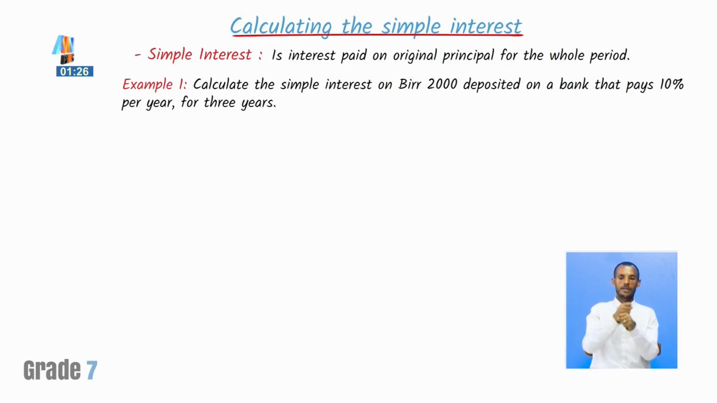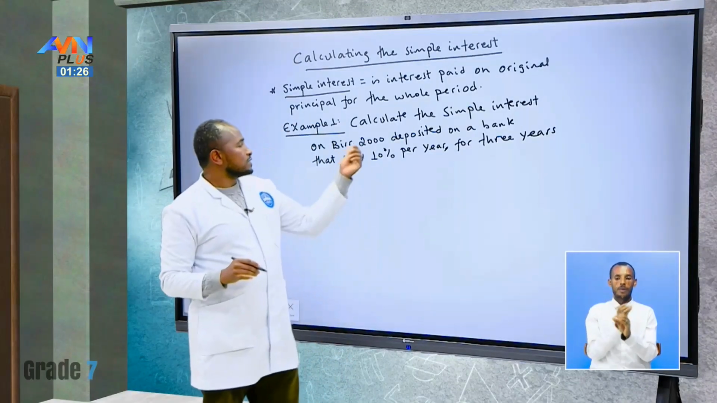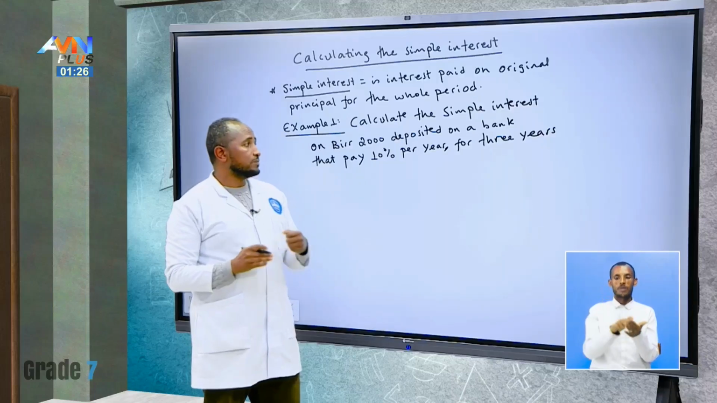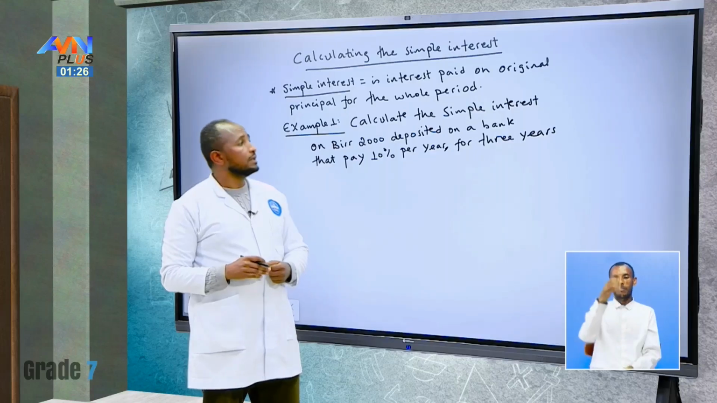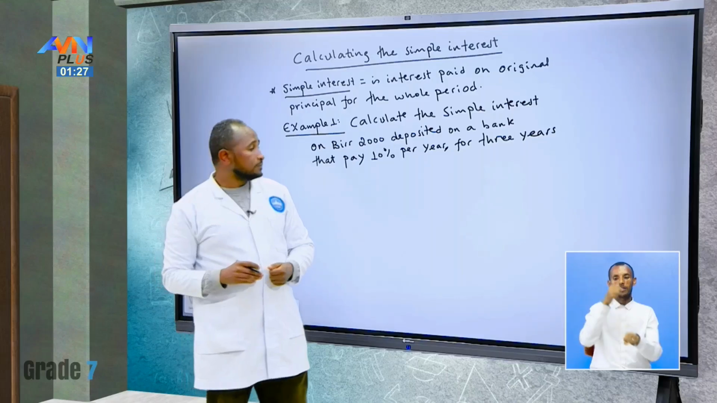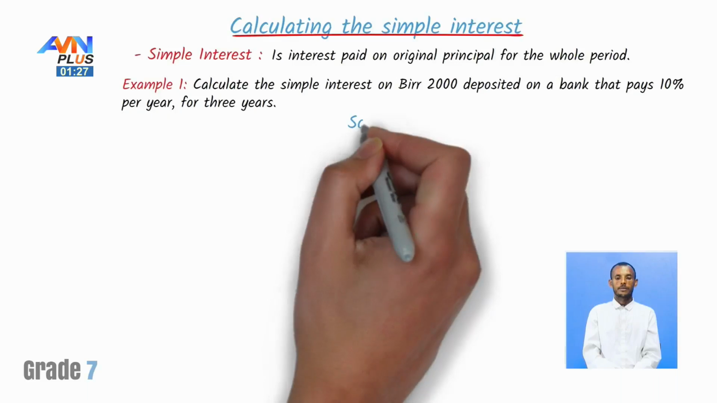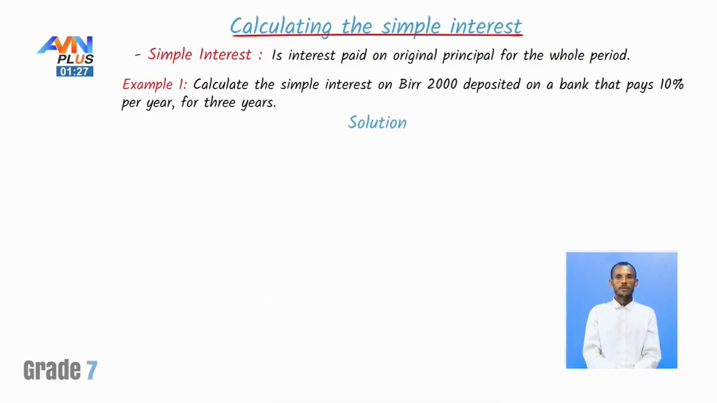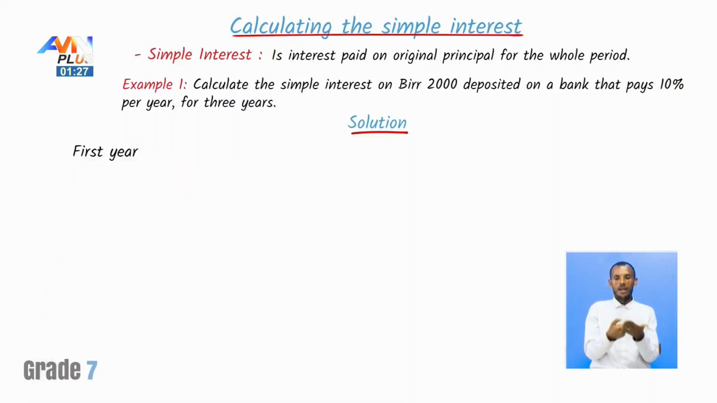How do we calculate the simple interest on this 2000 birr? It's deposited in a bank. The bank pays you 10% interest rate per year. And you deposit this 2000 birr for 3 years. So, to calculate this, the interest for each year is the same because it is calculated on original principal only. Therefore, let's try to calculate the interest.